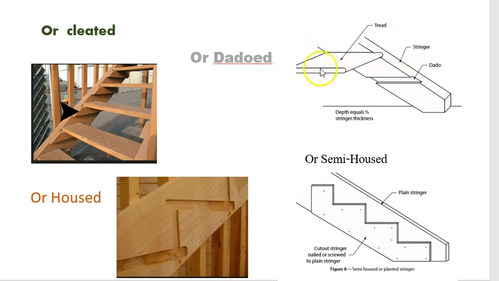Dadoed we have here. This comes out of the book. It's basically just a notch that we would cut into a solid material, and we would be slipping the treads into that. Pleated is just basically having something to sit the treads on. Here we have a visual of a housed stringer. This is similar to dadoed, and the riser and the tread would slip in there. Not very common anymore. And here we have a cutout stringer, basically one that has been cut out next to something that hasn't been cut out.